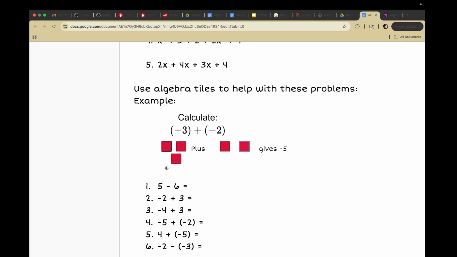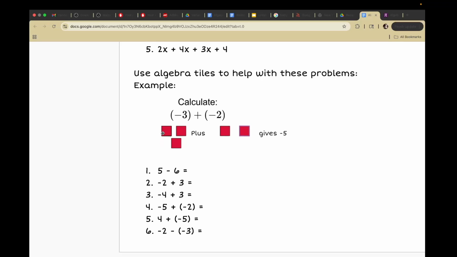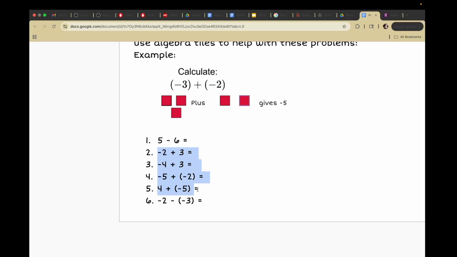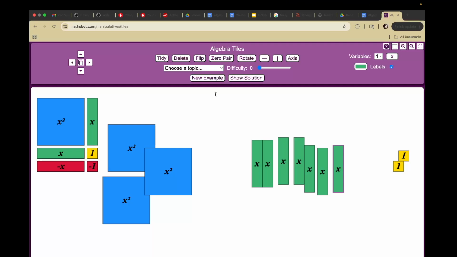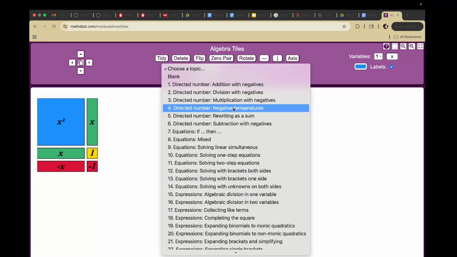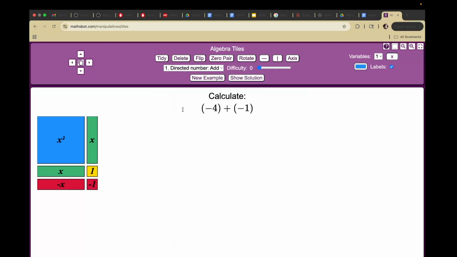Another thing is it helps you do problems like this where you're adding and subtracting negative numbers. This website's a really nice website. It lets you pick problems like that. So addition with negatives, boom. Once again, I'm only going to go briefly here. For a problem like this, you're only going to use the negative ones and the positive ones, because there's no x's here.